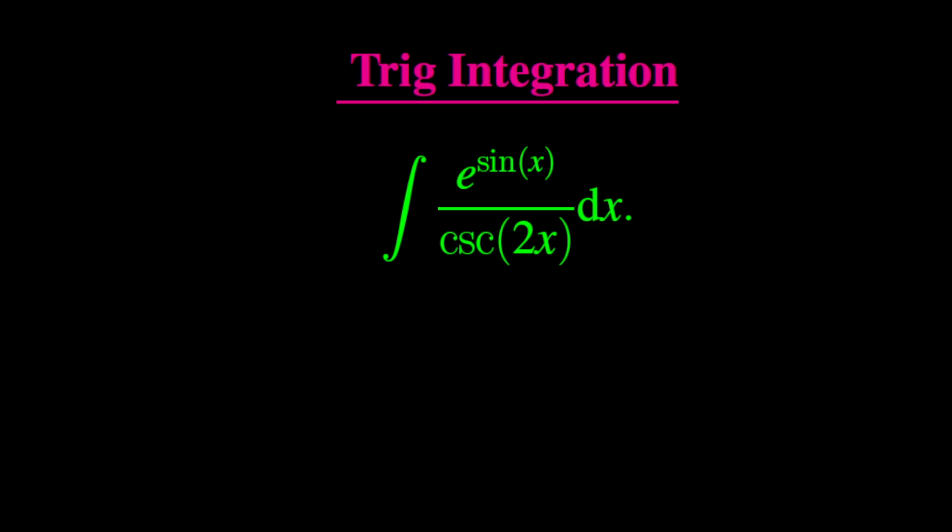Hello. Our aim in this video is to find the antiderivative of the fraction exponential of sine of x divided by cosecant of 2x. This is a classical calculus problem. We will carefully walk you through the solution.